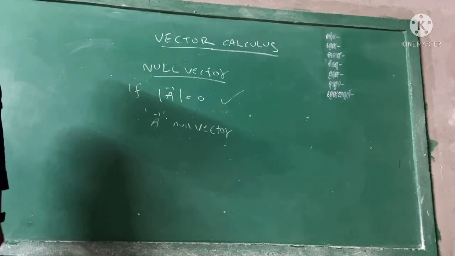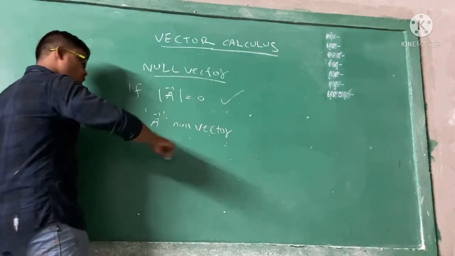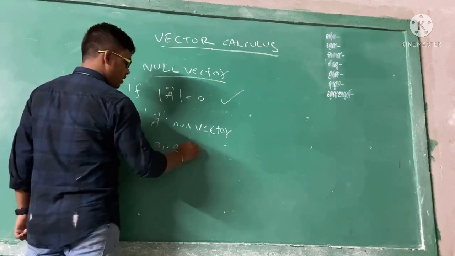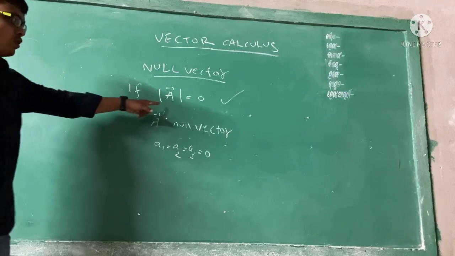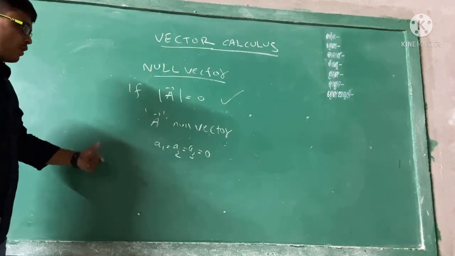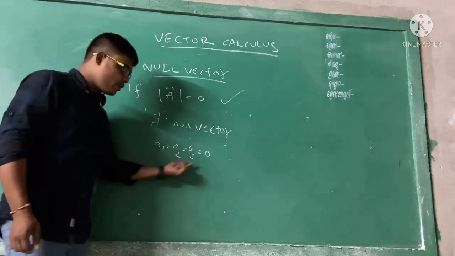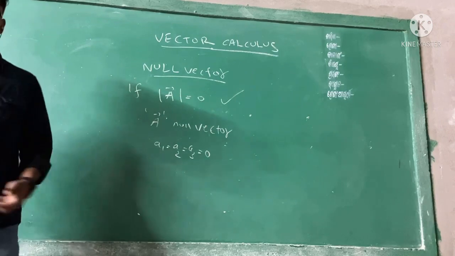What does 0 mean here? It means a1, a2, a3 are all 0, or b1, b2, b3 are all 0. This is a null vector. You look at the magnitude: the magnitude of A is the square root of a1 square plus a2 square plus a3 square, and a square cannot be negative. That's why a1, a2, a3 are all 0.